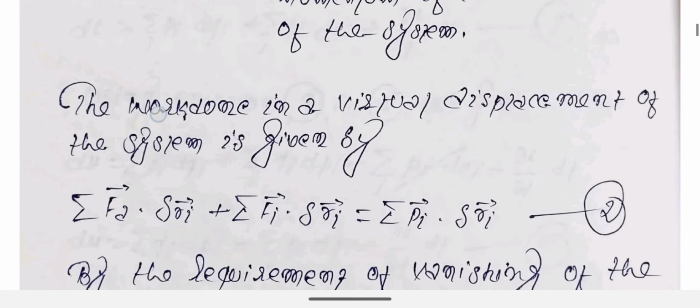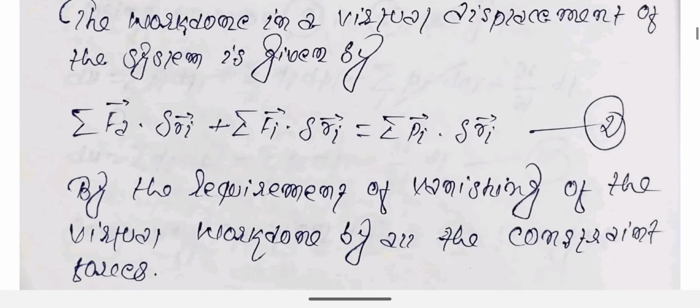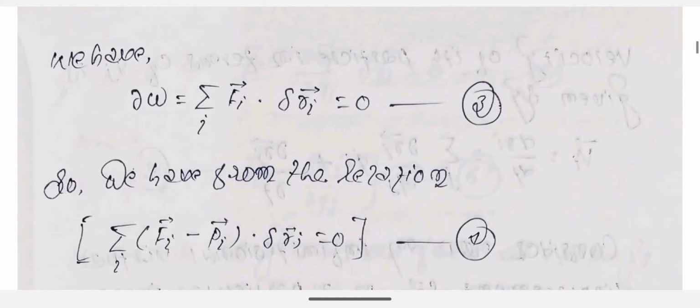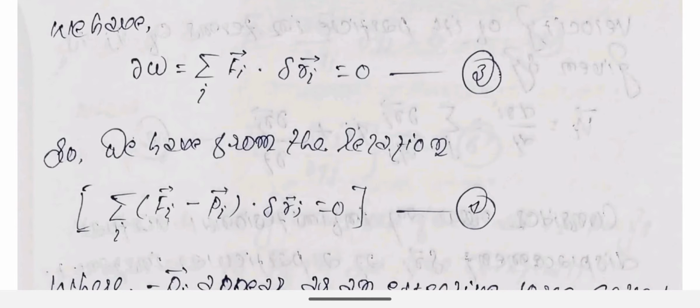The work done in a virtual displacement of the system is given by sigma Fa vector into del Ri vector plus sigma Fi vector into del Ri vector is equal to sigma Pi dot vector into del Ri vector. This is equation 2. By the requirement of vanishing of the virtual work done by all the constraint forces, we have del W is equal to sigma i Fi vector into del Ri vector is equal to 0. This is equation 3.